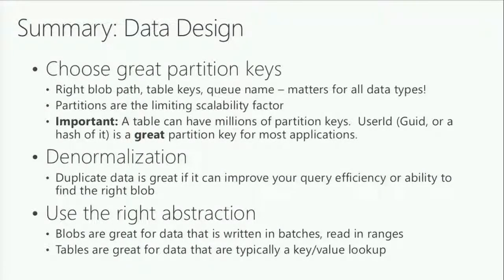Denormalization is a great way to, again, improve your query efficiency by duplicating the data, making it easier to find the right table entity or right blob. And then finally, use the right abstraction. Sometimes blobs are a great solution even though it's structured data. Sometimes you may want to use tables or files. Use the right abstraction for your data. In general, blobs are going to be great for data that's written in batches or read in ranges. And then tables are going to be great for data that's a key value lookup.